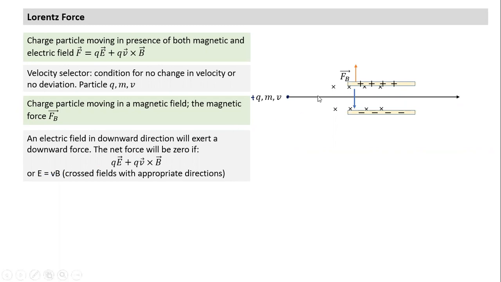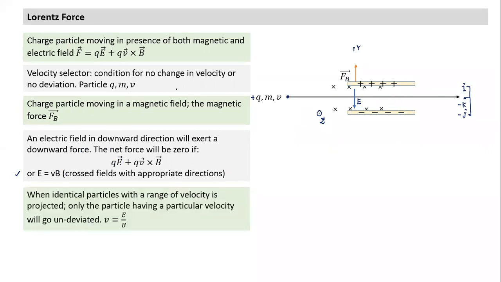For E equal to VB, not only do the magnitudes have to satisfy this condition, there has to be an appropriate direction. Take this as the x-axis, upward as the y-axis, and into the page as the z-axis. What arrangement has to exist between the velocity vector, magnetic field vector and electric field vector so that the net force becomes zero? Velocity is along the i cap direction, magnetic field is along the minus k cap direction, and electric field must be along the minus j cap direction. They all have to be mutually perpendicular. This condition is easy to arrive at: we equate the magnitudes and set the directions so that the magnetic force and electric force act in opposite directions, resulting in zero force despite both fields being present.